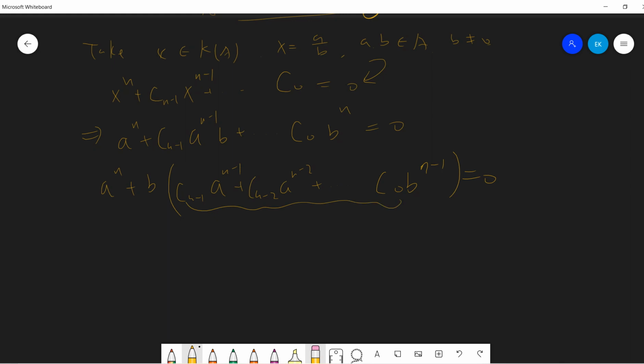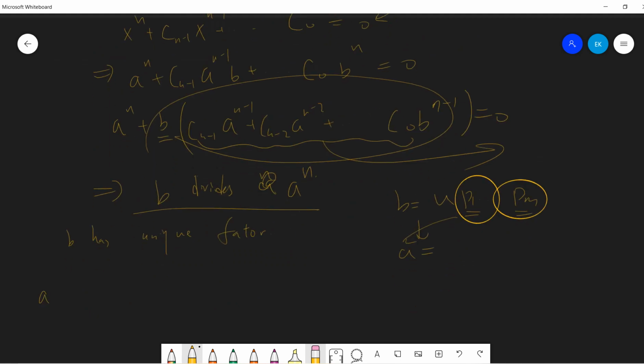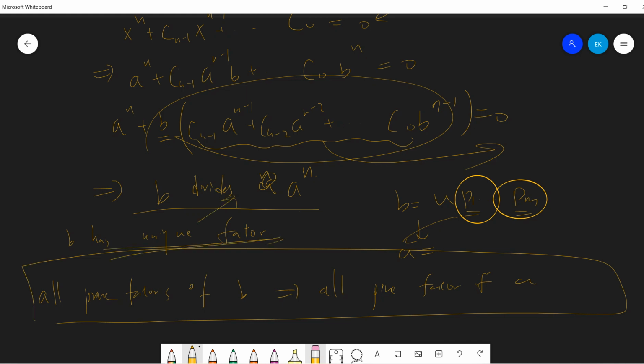So this is some number, which tells you that b divides a to the n. Because if you shuffle all of this to the right-hand side, you see b divides a to the n. But b has a unique factorization, so b can be written as a unit times p_1 up to p_n. That means all these prime factors of b will be prime factors of a, because b divides a to the power n.